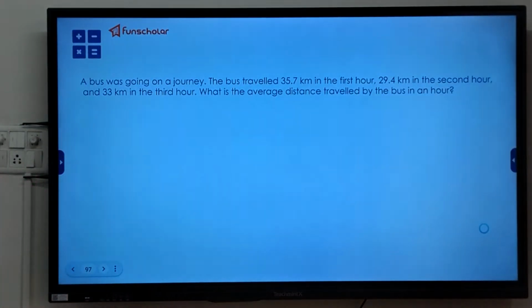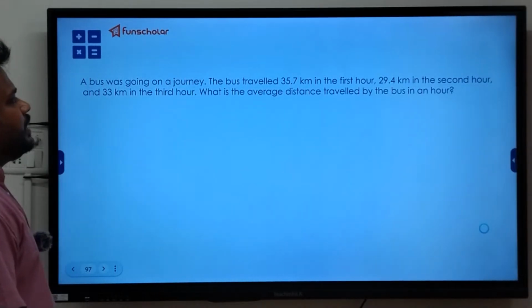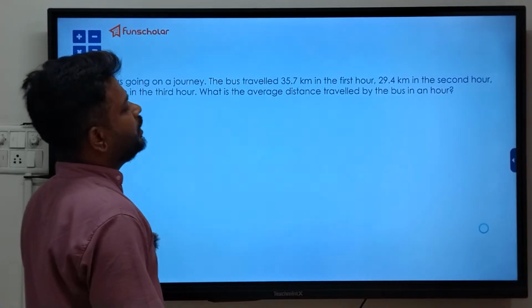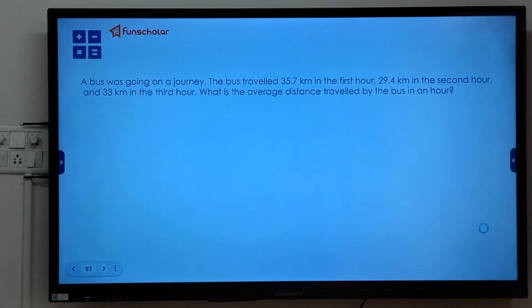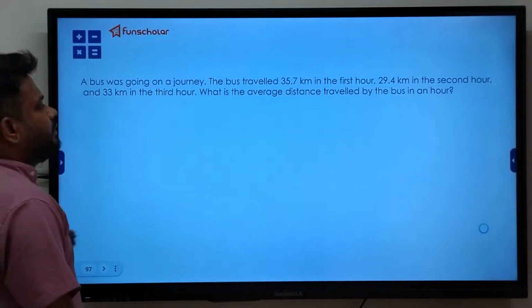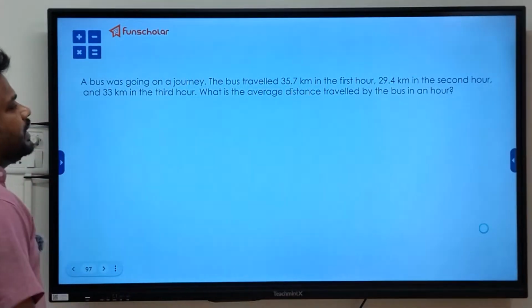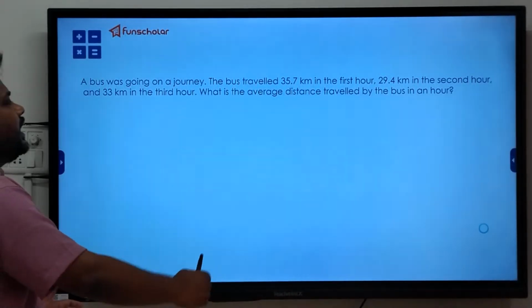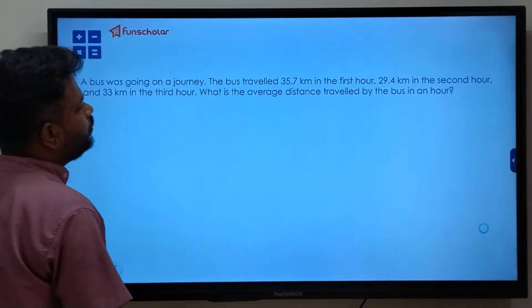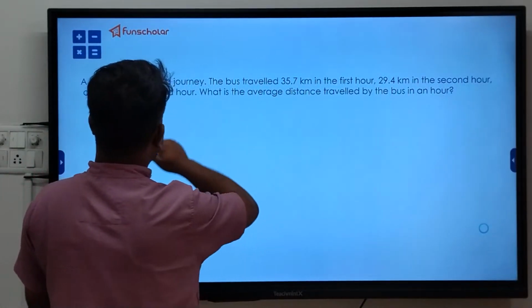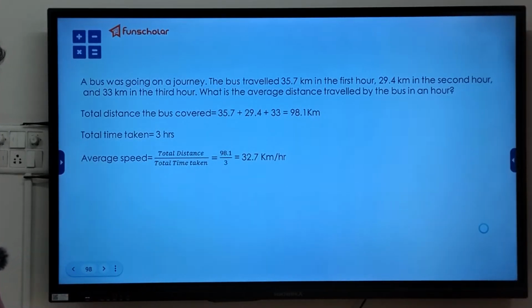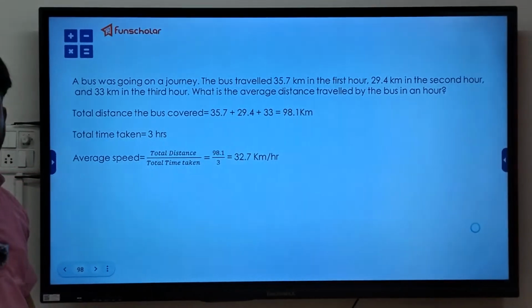Okay, the next one: a bus was going on a journey. The bus travelled 35.7 kilometers in the first hour, 29.4 kilometers in the second hour and 33 kilometers in the third hour. What is the average distance travelled by the bus in an hour? Okay, so the bus has been running for 3 hours. What you have to do is just add these 3 numbers and divide by 3. Yes, they have just done it like this.